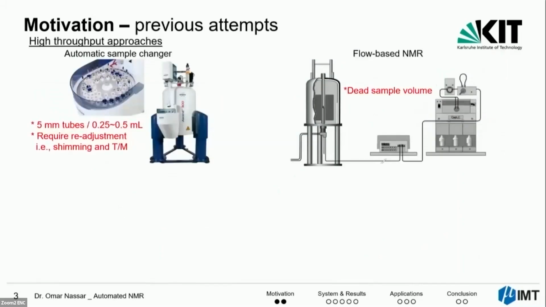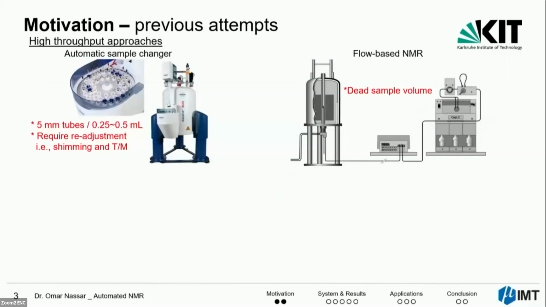Several attempts have been made before to increase the throughput of NMR spectroscopy. The most important of which is the automatic sample exchanger. However, this approach still uses the conventional glass capillary. Also, matching, tuning and shimming are required between each two successive samples.